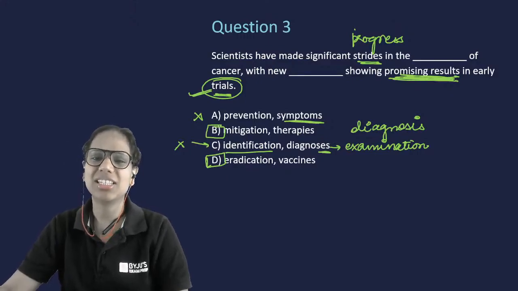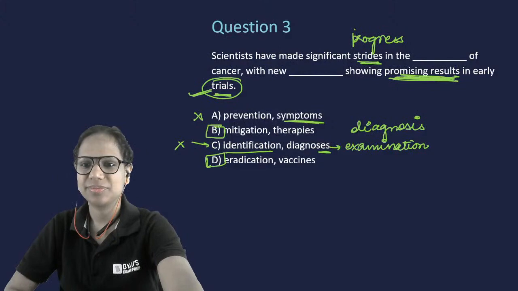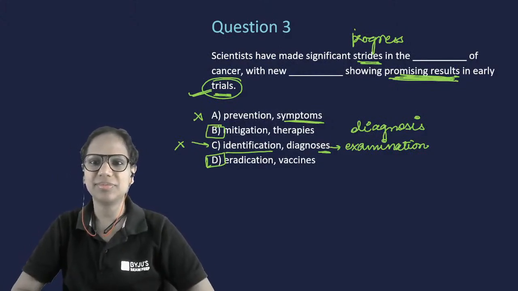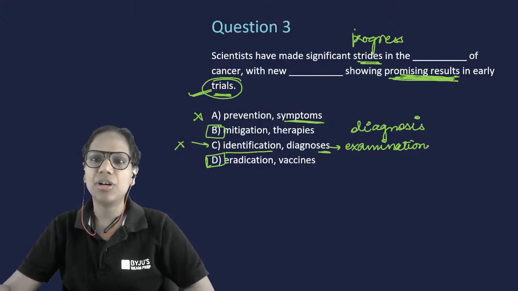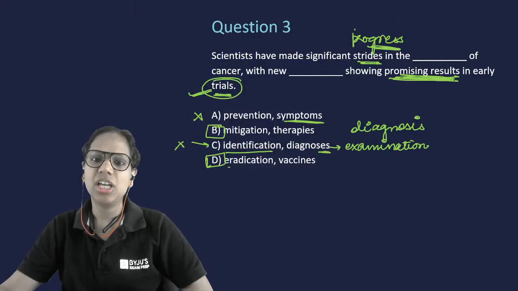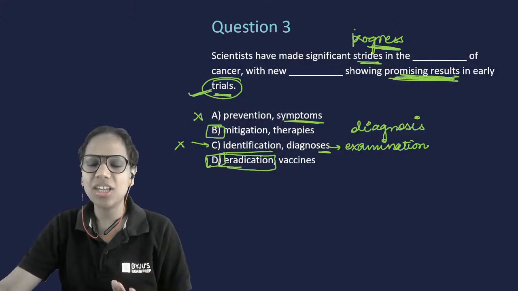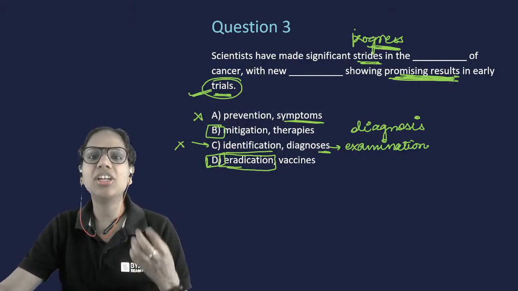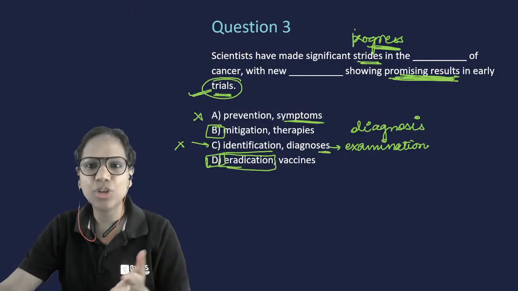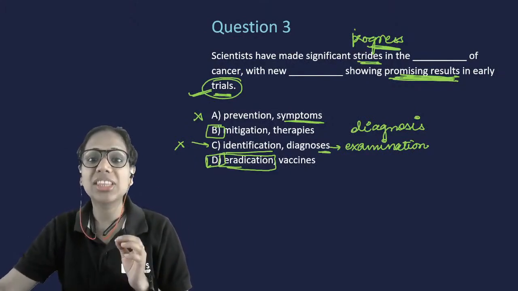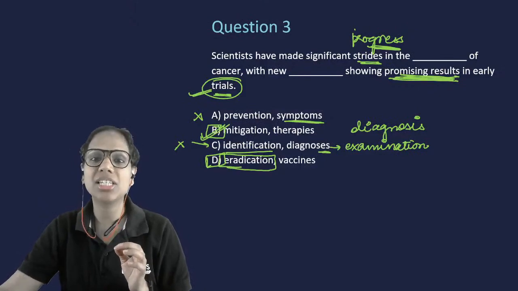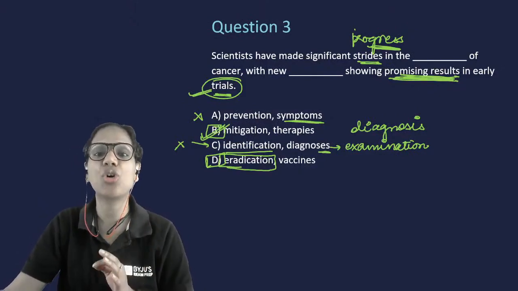But can B also be the answer? Yes. Hmm. Scientists have made significant progress in the dash of cancer, with new dash showing promising results in early trials. See, they've made progress in this field. We are not trying to eradicate cancer so far. So far, the effort has been to find a cure for it or to make it less severe for a patient. Right. So this is better. Even though I understand trials makes vaccine a very tempting option.